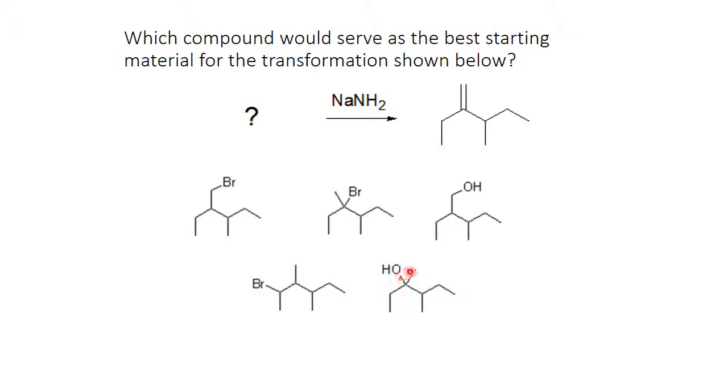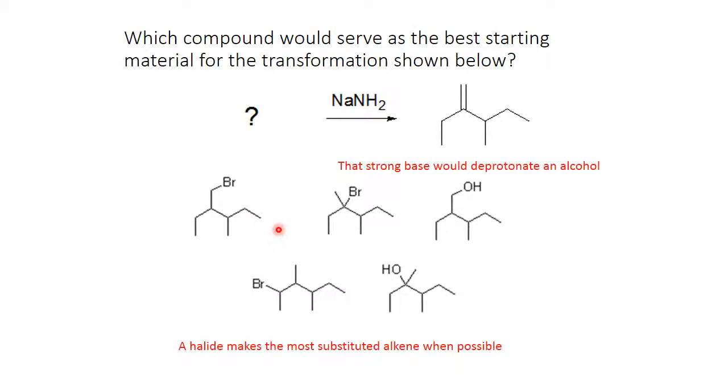A strong base here is going to end up deprotonating this hydrogen here. Same with this. The only one that would cause the double bond to form here is if you treated this compound with sodium amide, because the hydrogen here would be removed when the bromide left.